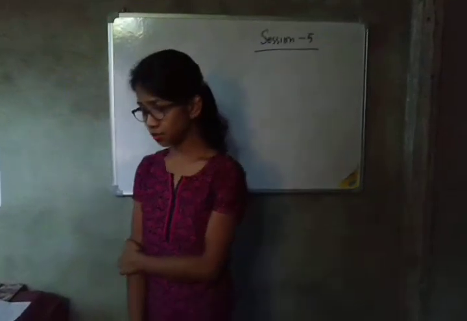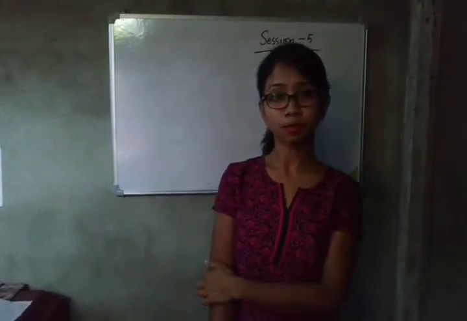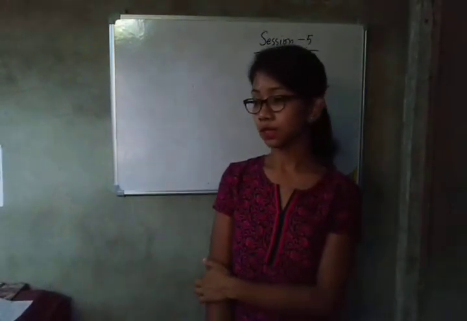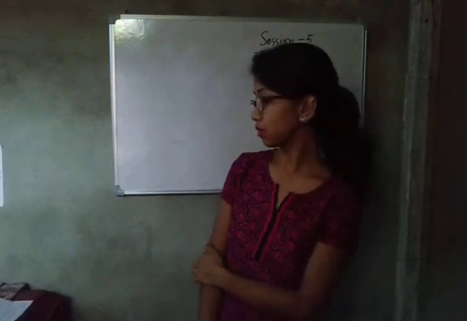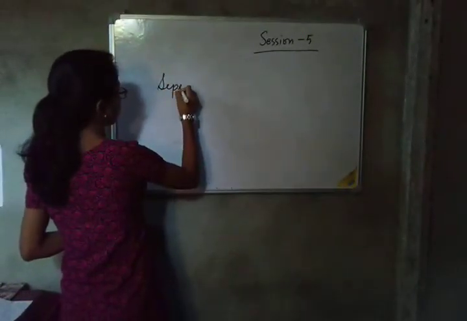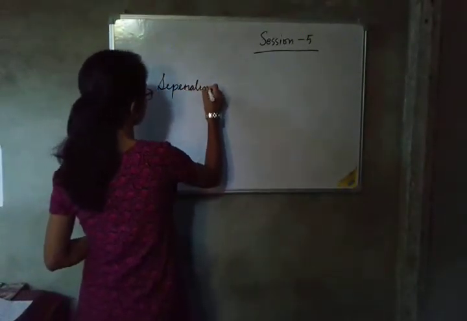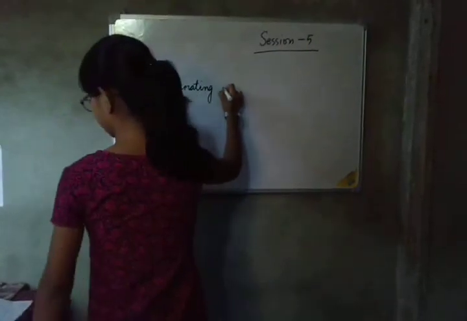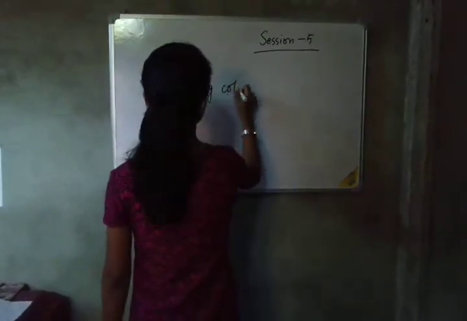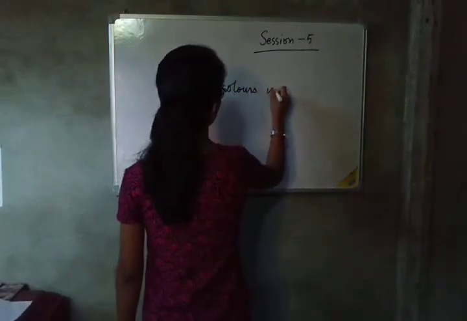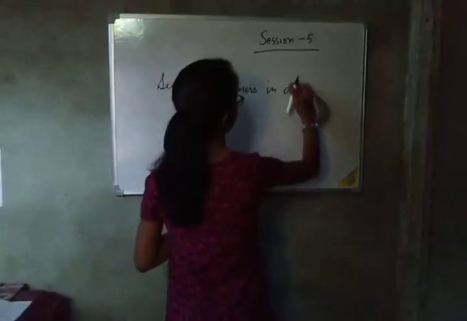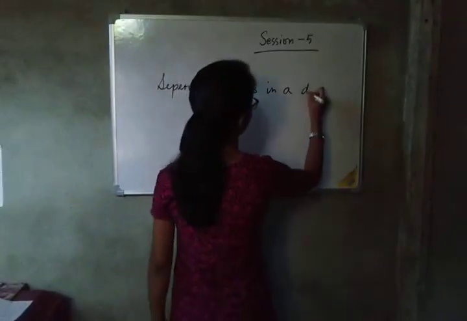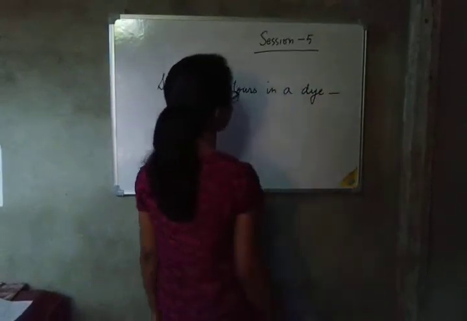In the last sessions, we have discussed evaporation, the sublimation process. Then we have discussed the separating funnel process. So today we will discuss how we can separate colors in a dye. Okay. Dye means what?